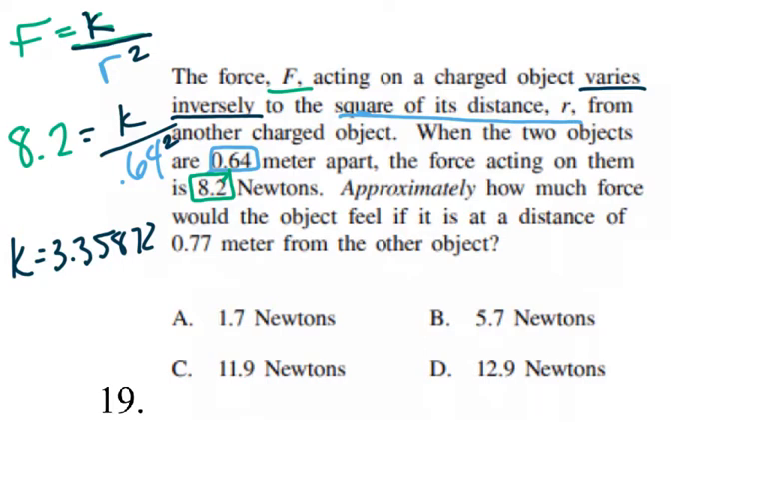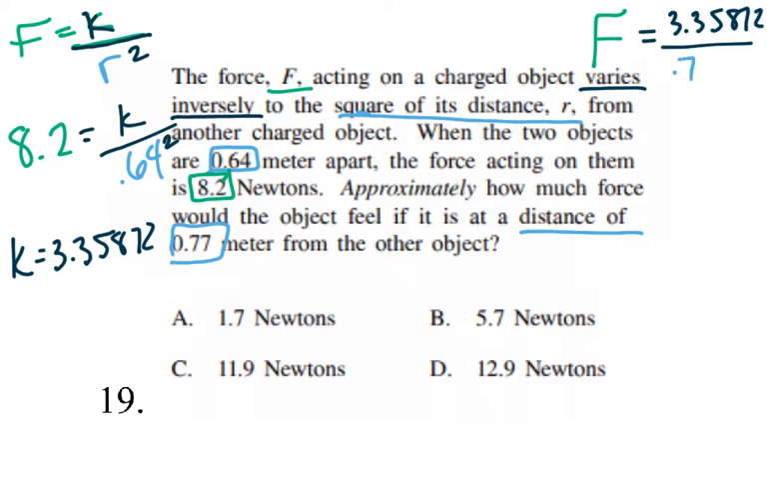Then, the last part is what you're actually looking for. Approximately how much force would the object feel if its distance is 0.77 meters? So, I'll do it over here. Force equals K, which is 3.35872, divided by, now it tells us our distance is 0.77, and then don't forget to square it. So I'm going to put all of that in my calculator, and I'm going to round it to 1 decimal place because that's what the answer choices look like. So my answer is B.